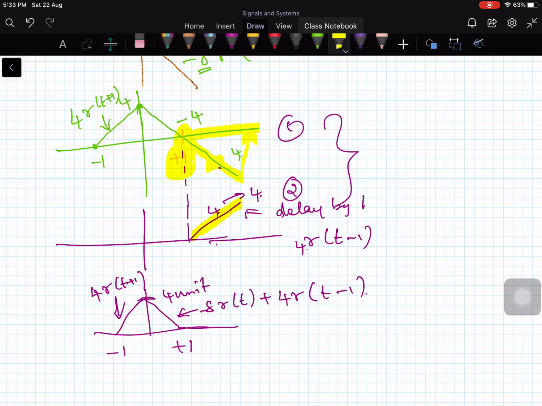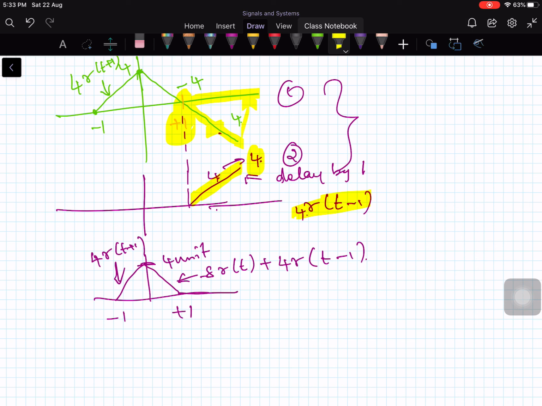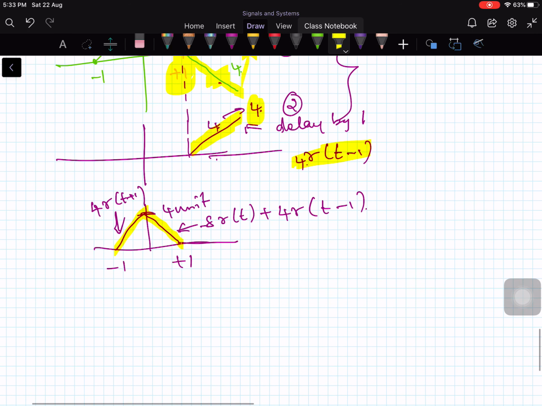This ramp, with a positive slope of 4 units, is a delayed ramp, so it is denoted by 4 times r of t minus 1. Now this ramp and this ramp will cancel each other if you add them, and finally you will get a triangle like this. Therefore, at t equals 1 onwards, you will get a 0.